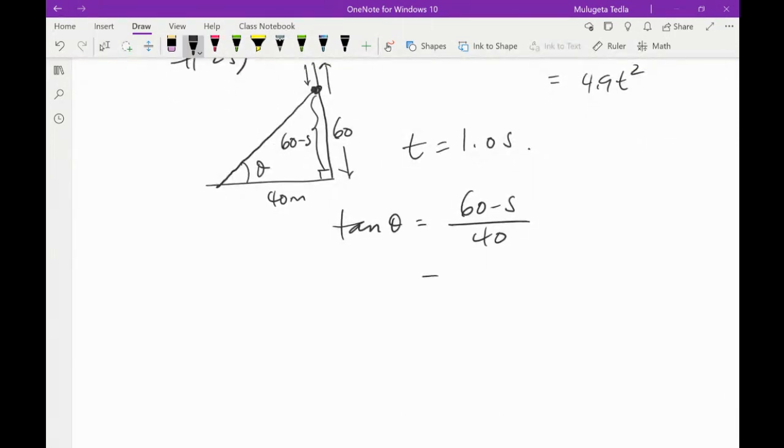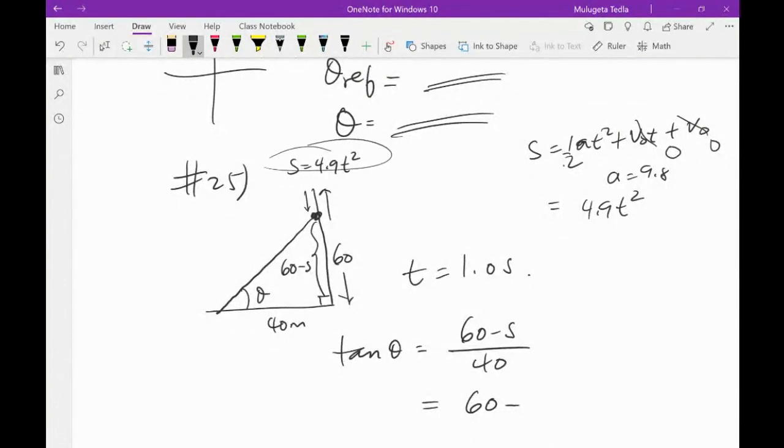And of course, s is, like I said, I wish they didn't give that. Then it would be a more challenging question. You would have done that. But anyway, they gave it to us.